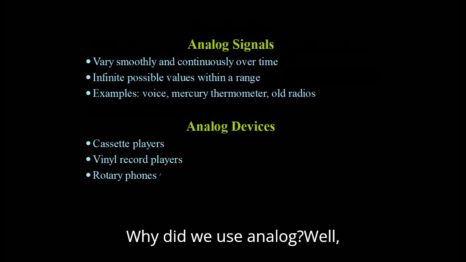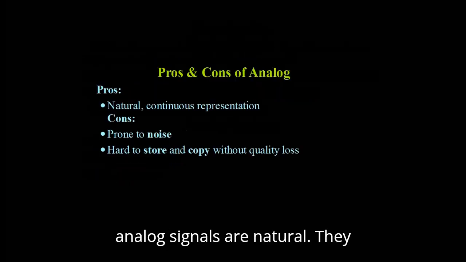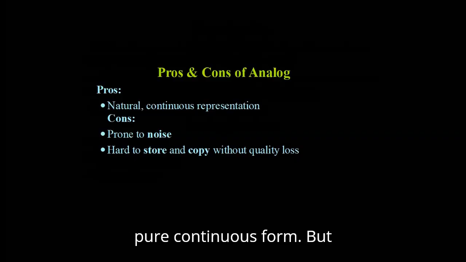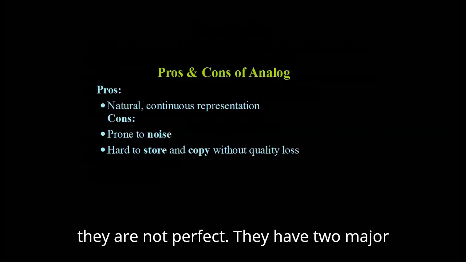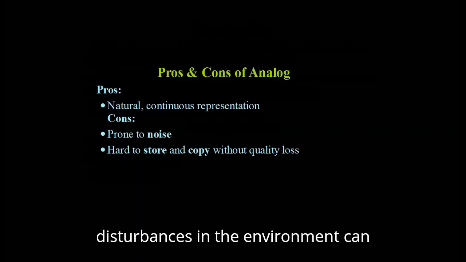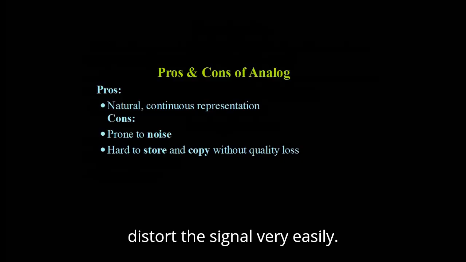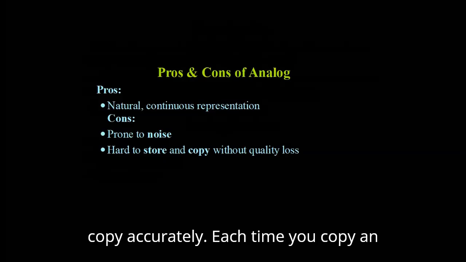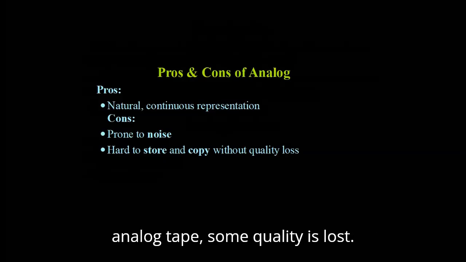Why did we use analog? Well, analog signals are natural. They represent real-world information in its pure continuous form. But they are not perfect. They have two major drawbacks. First, they are prone to noise. Small disturbances in the environment can distort the signal very easily. Second, they are harder to store and copy accurately. Each time you copy an analog tape, some quality is lost.